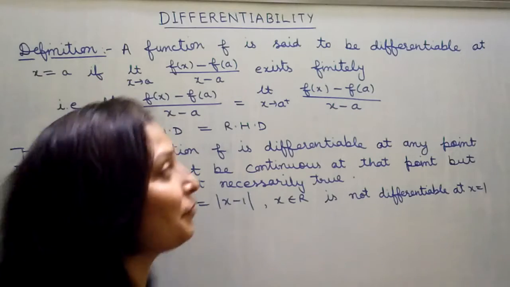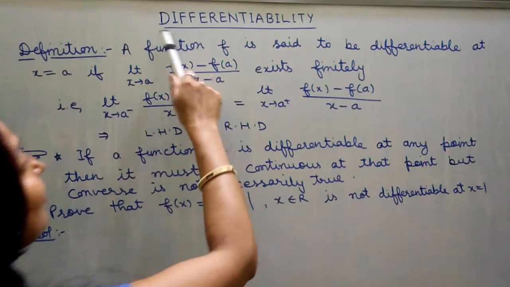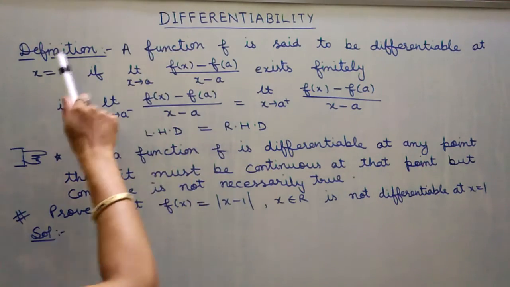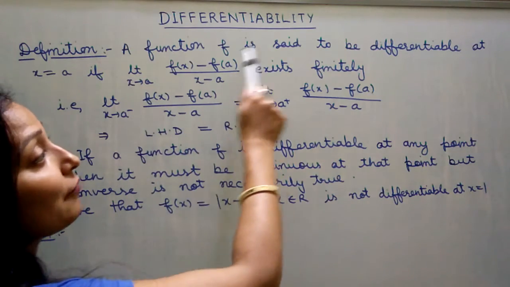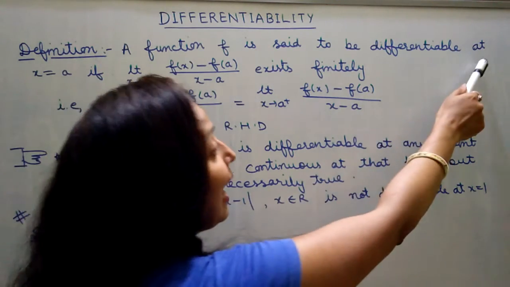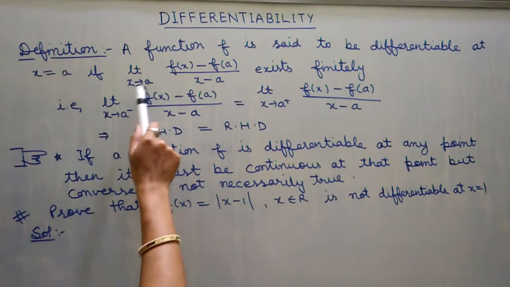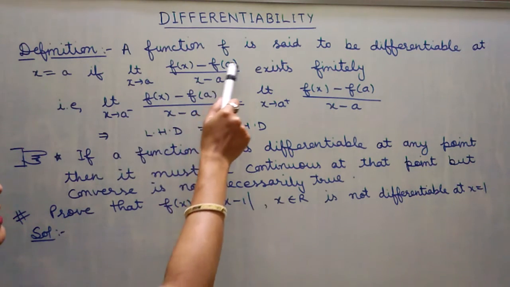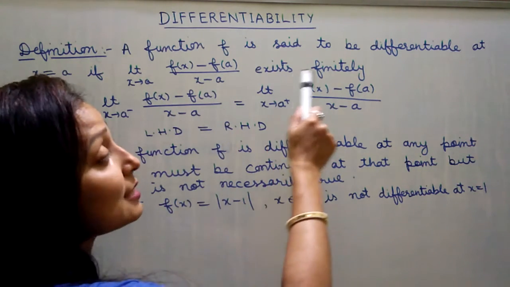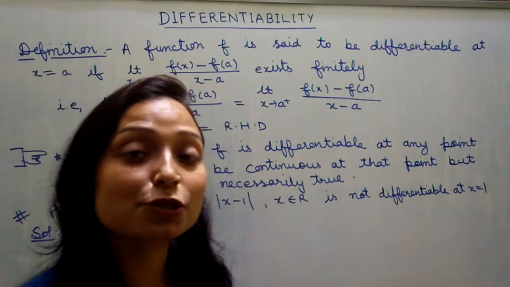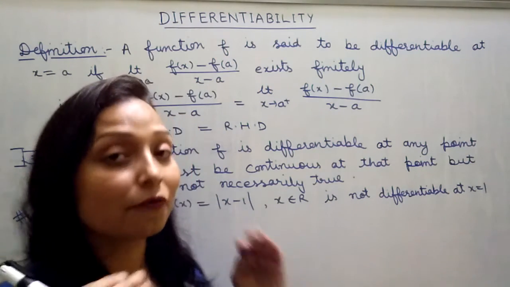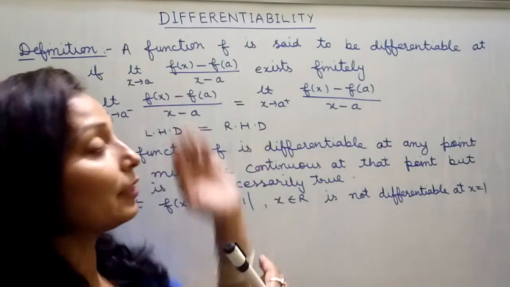So let's do the definition. What is the definition of differentiability? A function f is said to be differentiable at a point x equals a if the limit as x approaches a of f(x) minus f(a) upon x minus a exists finitely. That means there should be some finite value of this derivative.